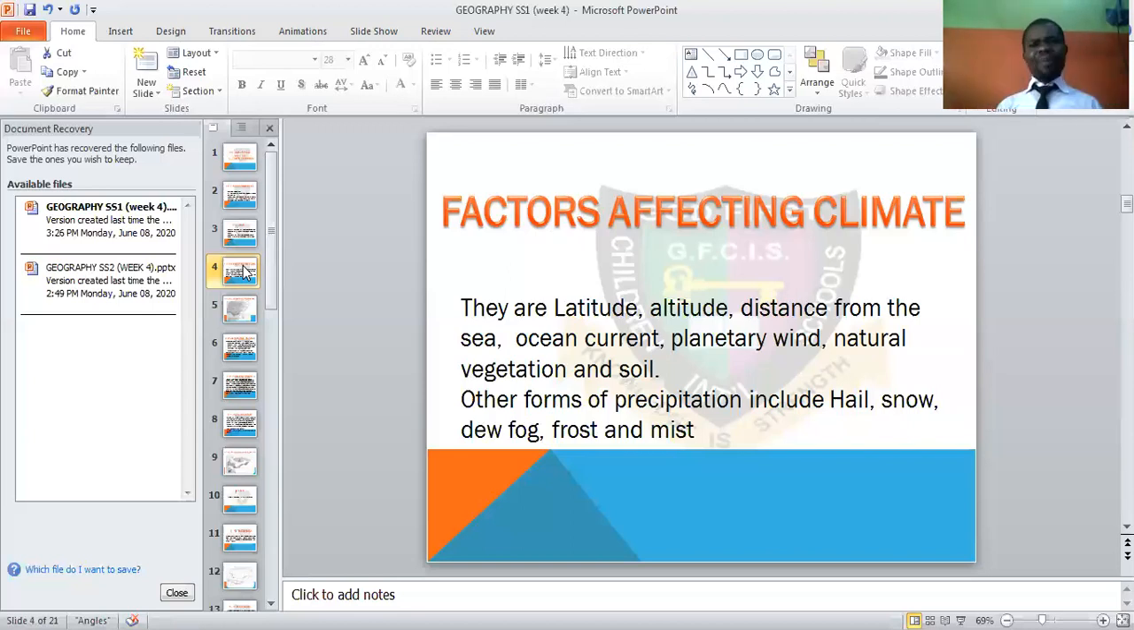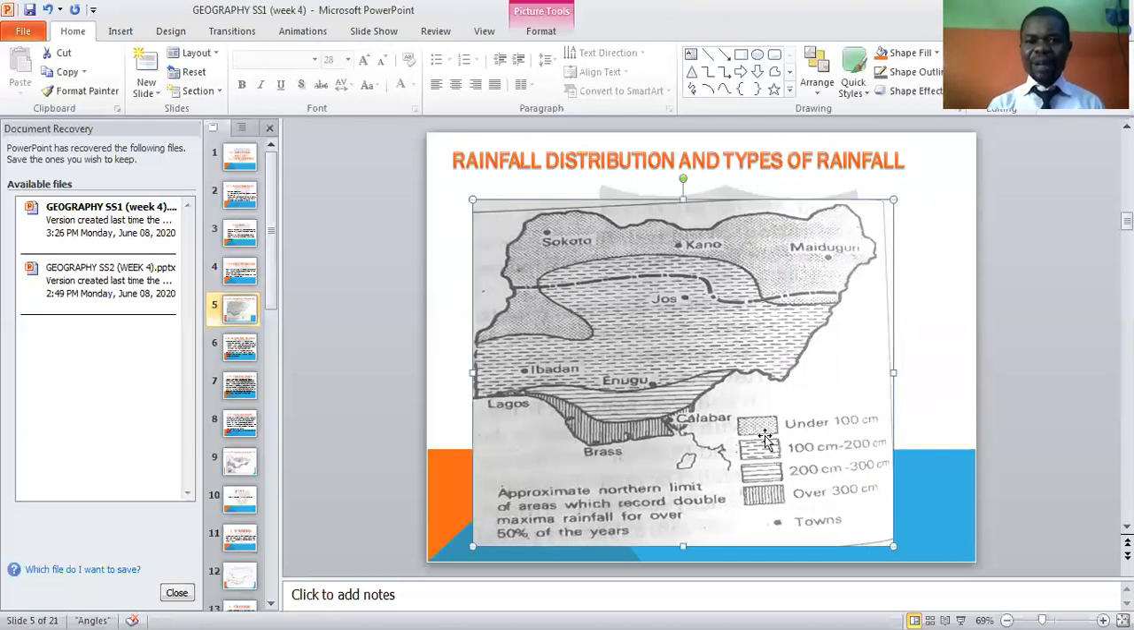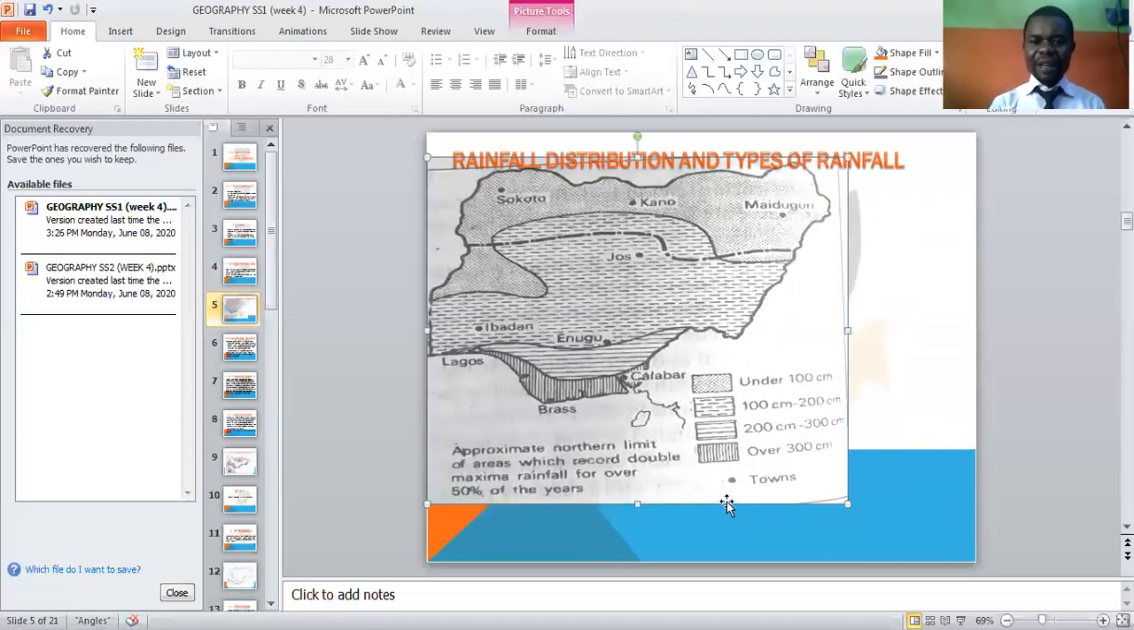Then we talked about precipitation last time. We listed snow, dew, fog, frost, and mist. We talked about those things too. Then we need to look at rainfall distribution and types of rainfall. This is how it is. You will see here under 100 centimeters. This is per annum. You are seeing here.